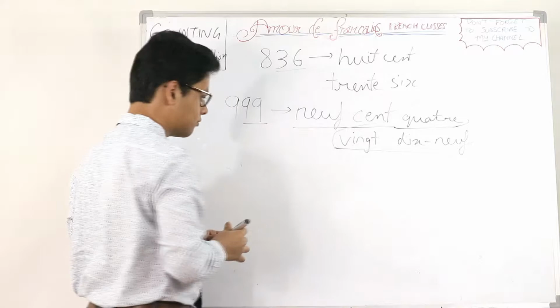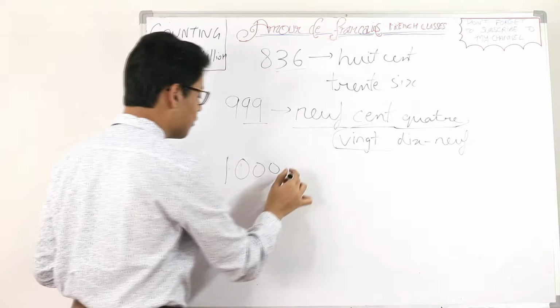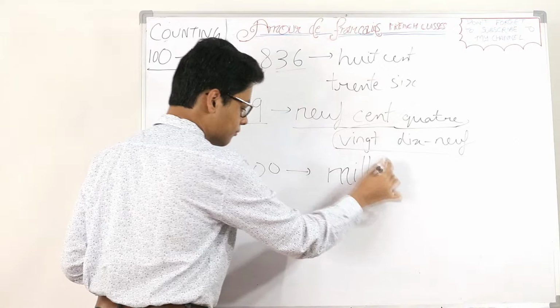Now, let us take a step ahead, which is 4-digit numbers. Which number is the smallest 4-digit number? It is 1000. The number we see there is 999, plus 1, 1000, mille, M-I-L-L-E, mille.